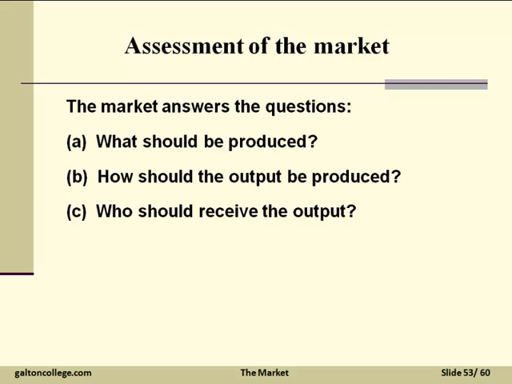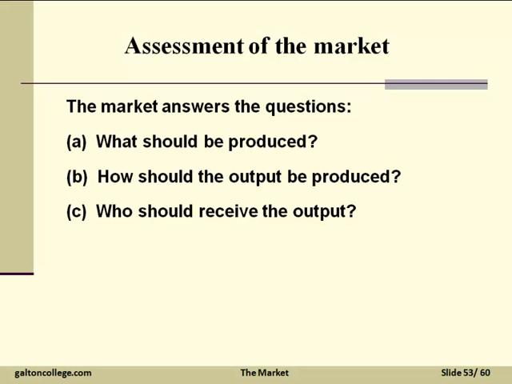Next, who should receive the output? Well, this is more contentious. You could say that people who need the product should receive it. But in fact, according to this analysis, it's the people who can afford it who will receive it. The people who can't afford it won't receive it. That's the nature of the market.